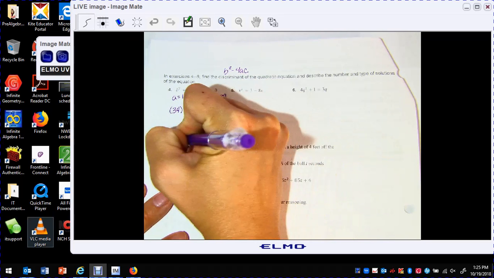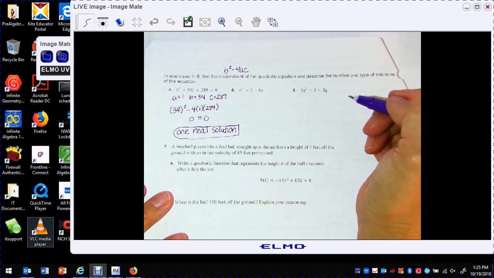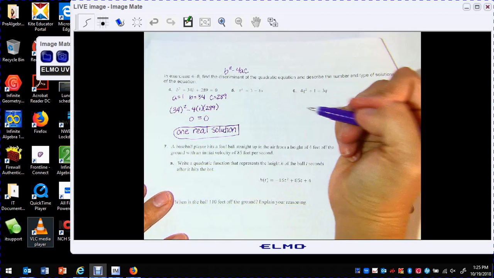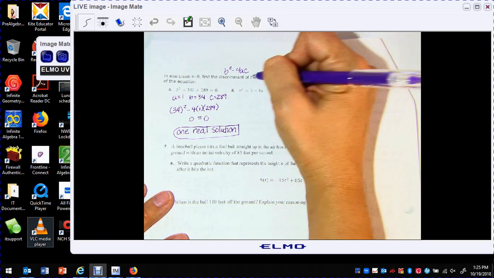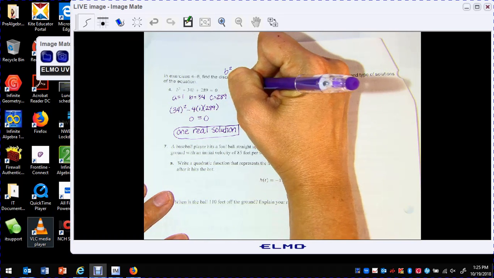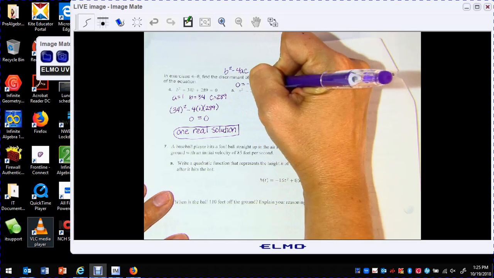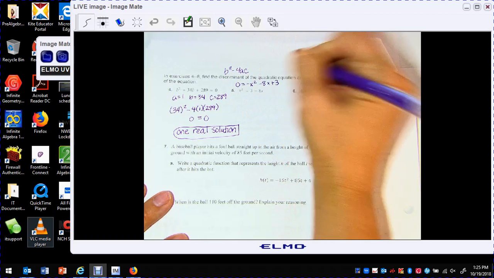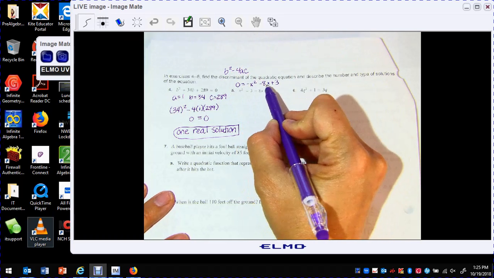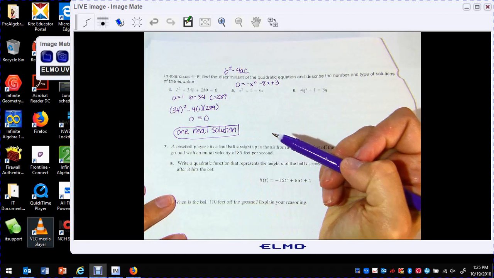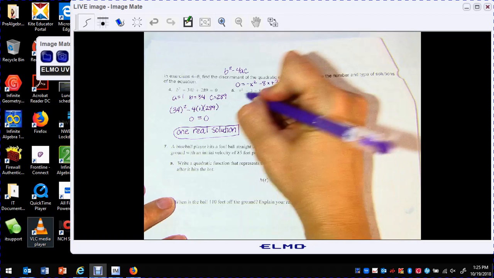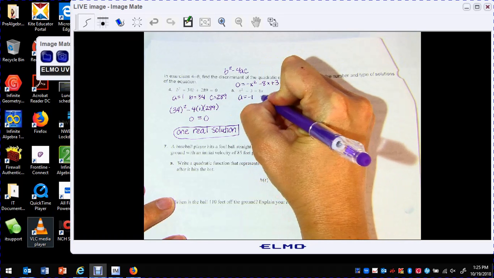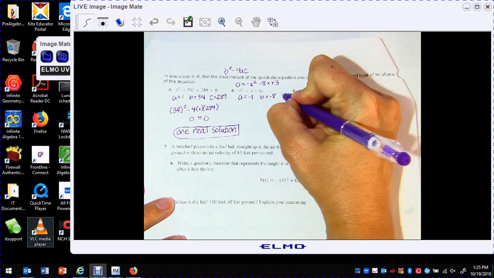Okay. Now, number 5, I didn't have it equal to 0, so I'm just going to move that x squared. So I get 0 equals negative x squared minus 8x plus 3. Notice I wrote it in order from degree, so that way my a, b, c is also in order. So I have a is negative 1, b is negative 8, c is 3.